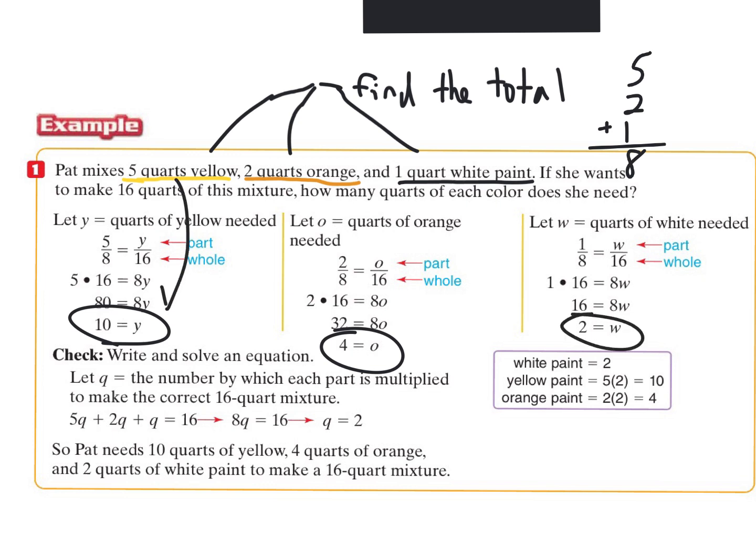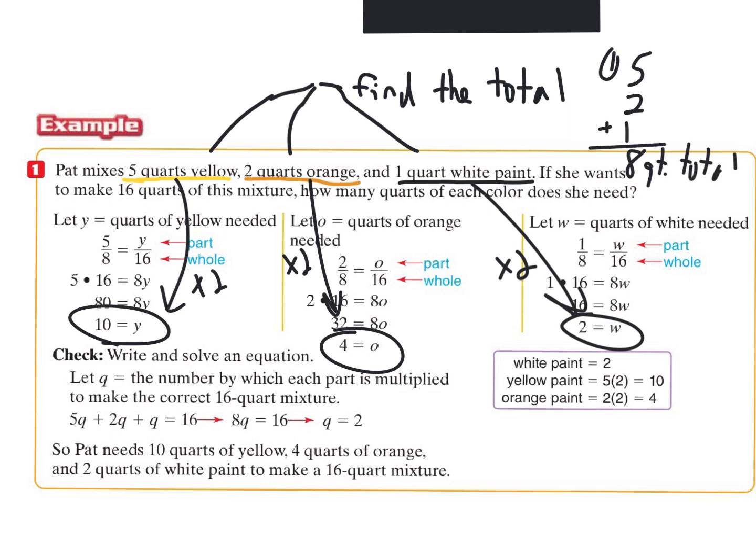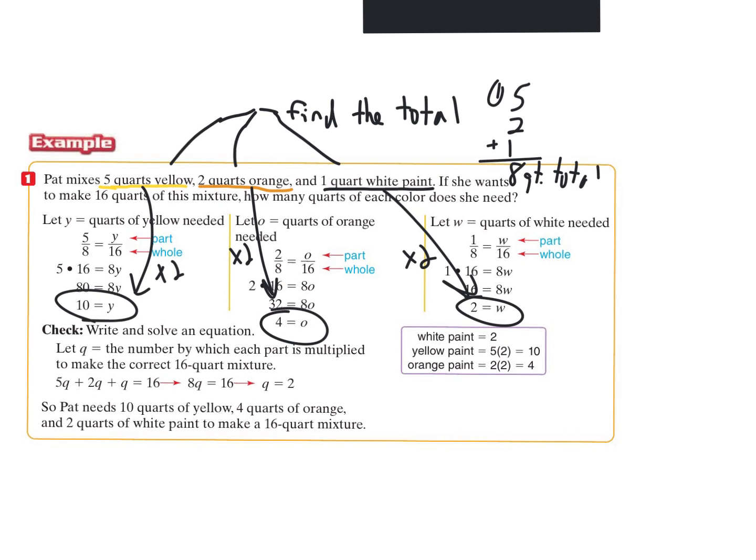Okay, so nothing wrong with what the book is doing here, but if you wanted to just say, we have 8 quarts total, and we're trying to get to 16 quarts. So we know we just multiply it by 2. So take each of your different colors, multiply them by 2, and that'll give you the answers that you need.